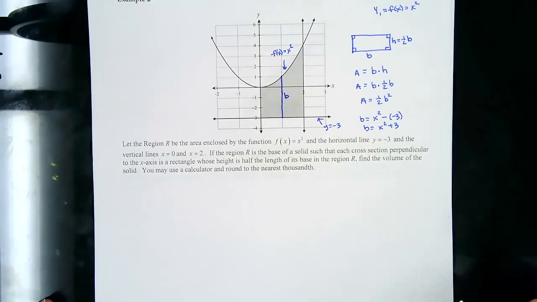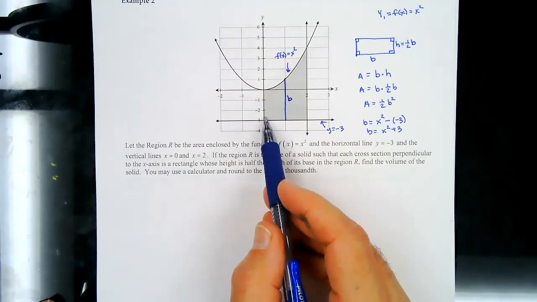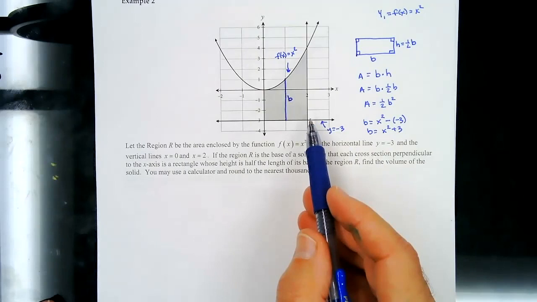All right, so we know we're going to start creating these rectangles right here at x equals 0, so we don't need to find an intersection this time. And we're going to end them right here at x equals 2, and that all tells you right here to here, right?